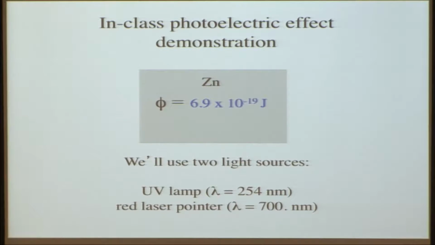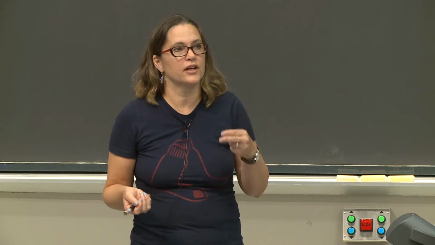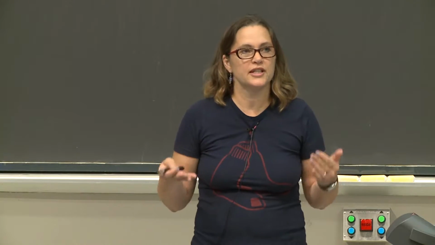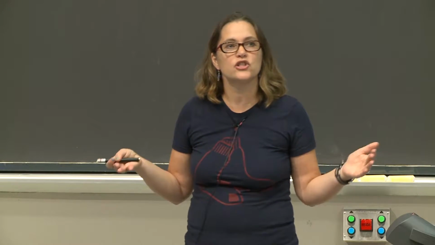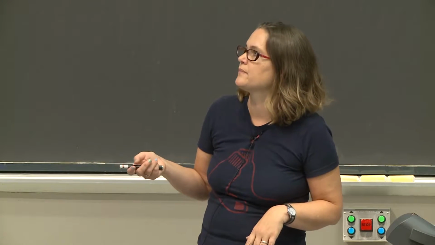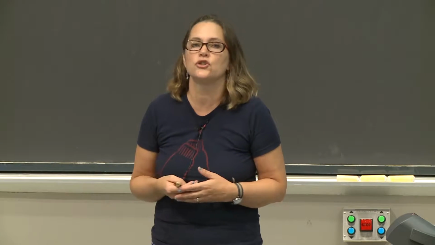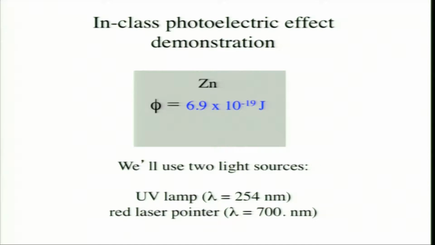And we're given the threshold energy, or the work function, of zinc. Every metal has its own; this is a property of metals. They're different, as we saw last time. So this is 6.9 times 10 to the minus 19 joules. And we're going to use two different light sources that are going to have different wavelengths. And we'll predict whether they have enough energy to go over the threshold and eject an electron. So the two different sources: we have a UV lamp with a wavelength of 254 nanometers and a red laser pointer with a wavelength of about 700 nanometers.